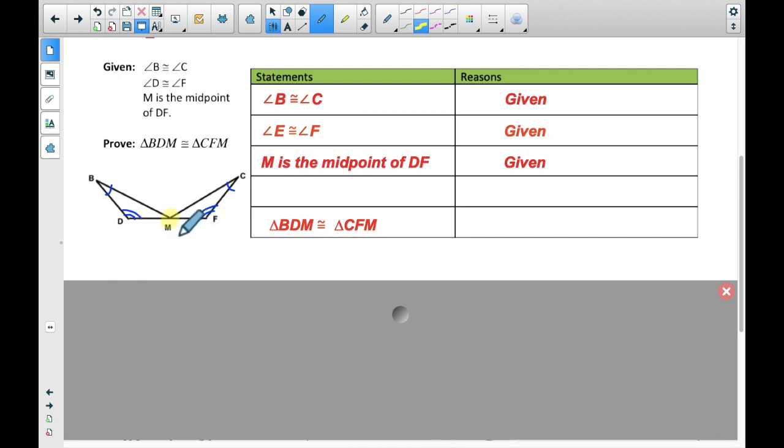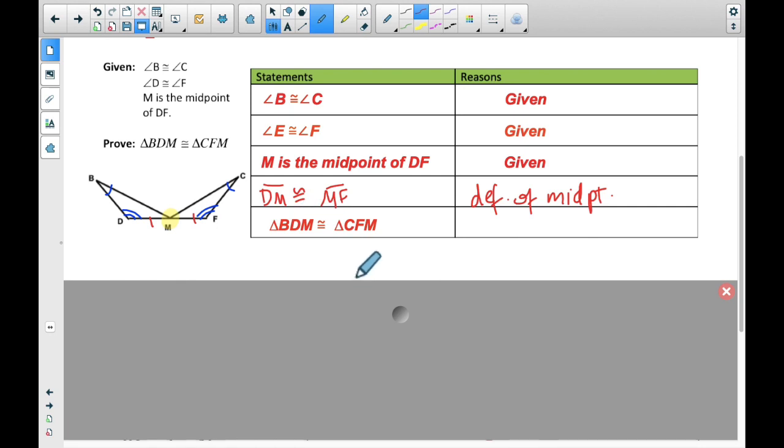We're talking about right here. Here's M, and we're saying it's the midpoint of this segment. If it is the midpoint, that means it divides it perfectly in half. So that means we could say that DM is congruent to MF. Why is it we can say that? Well, because you told us it was the midpoint. And if it's the midpoint, then they're congruent. That's the definition of a midpoint.